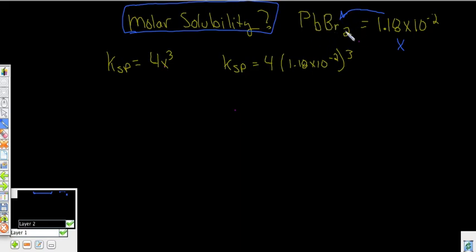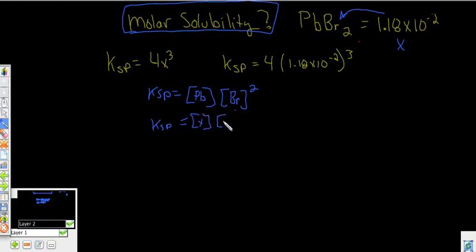3 pieces, 3 particles. We know that our KSP, in this case, equals lead, and that's 1 times bromine, and that is squared. And then our ICE table is going to put our values in there for lead as just being x, and 2x for bromine, and so our total is going to equal this, 4x cubed.